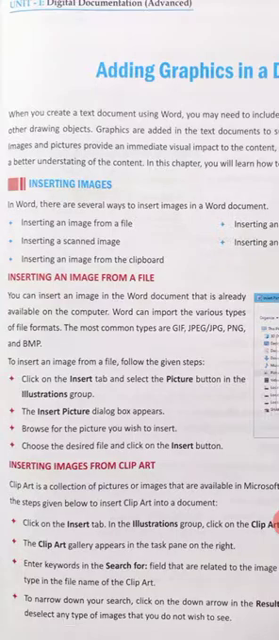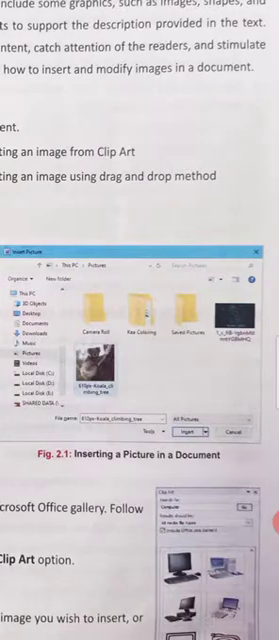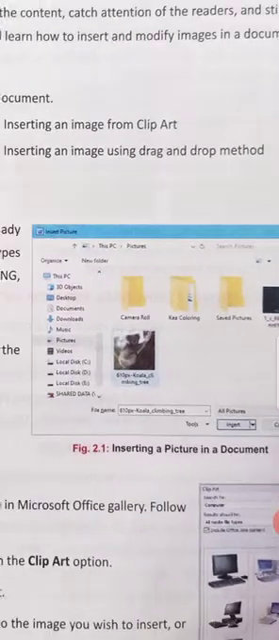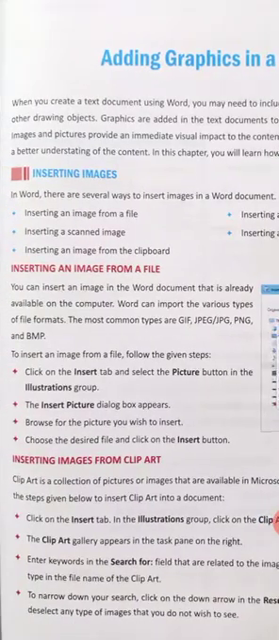First, insert an image from a file. If we want to insert an image from our file in the computer, what do we do? First of all, click on the Insert tab. After that, we will click on Picture. The Insert Picture dialog box will appear. We can find our photo and finally click on Insert. All of you are familiar with these things. It can be in GIF, JPG, PNG and BMP format.